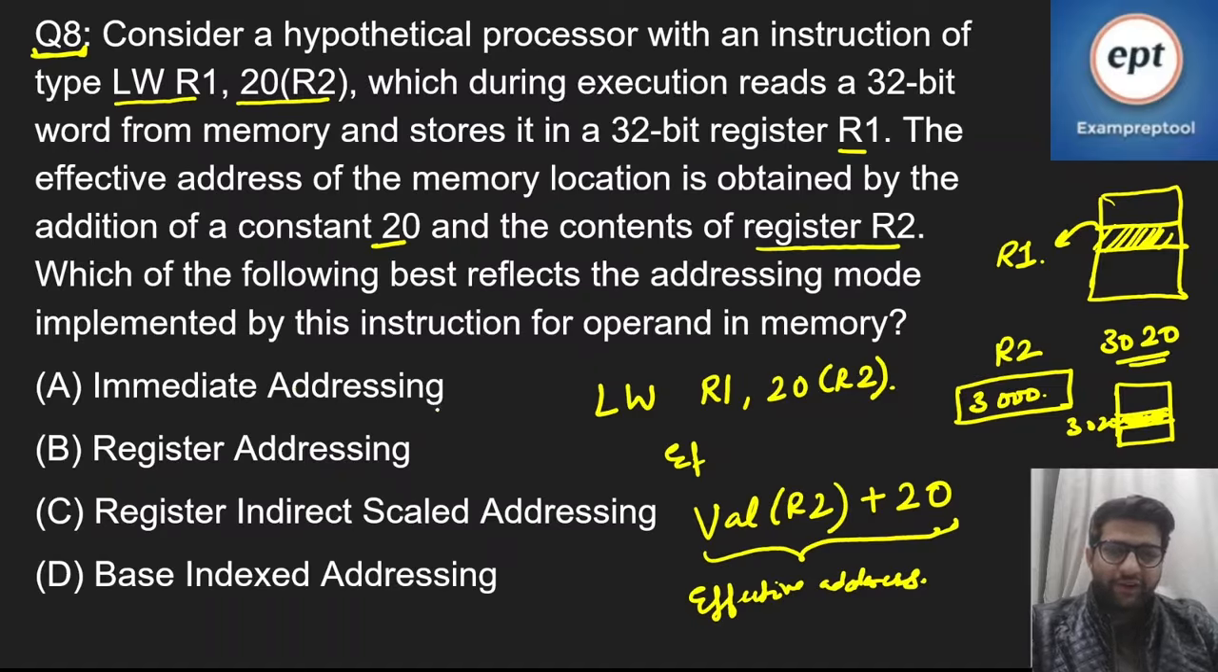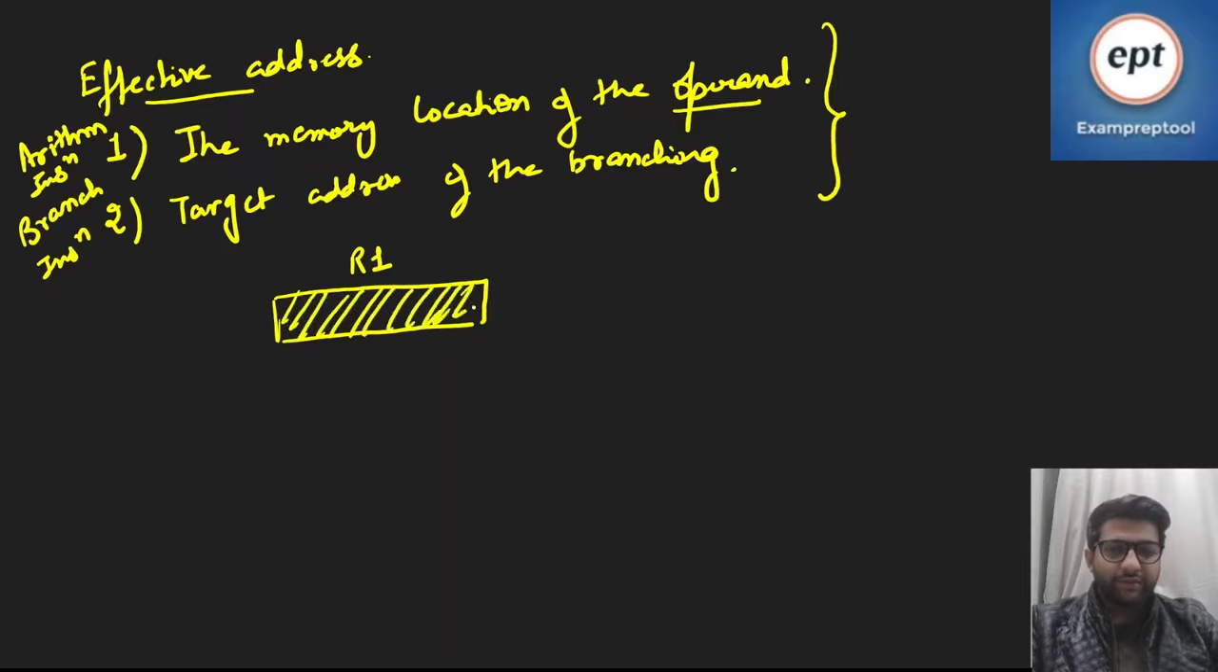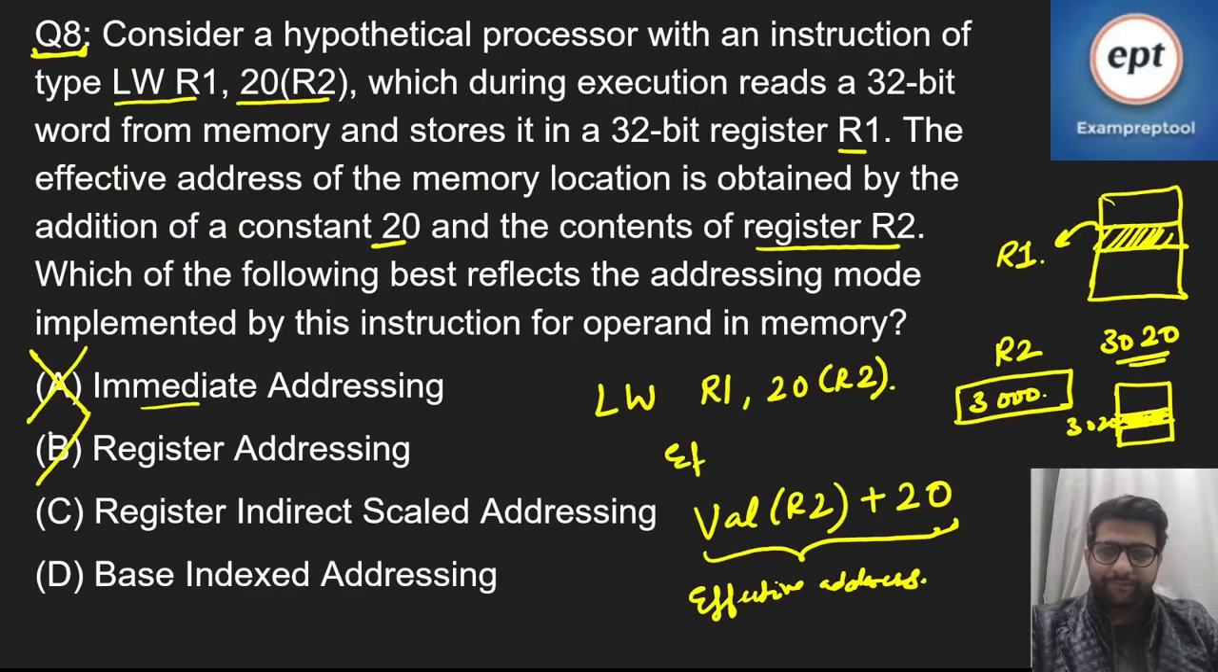Option A is saying immediate addressing. This is wrong because in immediate addressing, the operand itself is stored in the instruction, so we do not have a concept of effective address here. The second is register addressing. In register addressing, we do not add anything; we directly take the value from the register itself. Here the operand is stored inside the register itself, so this is also wrong.